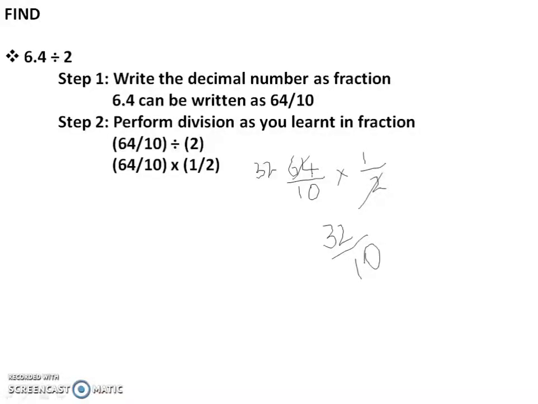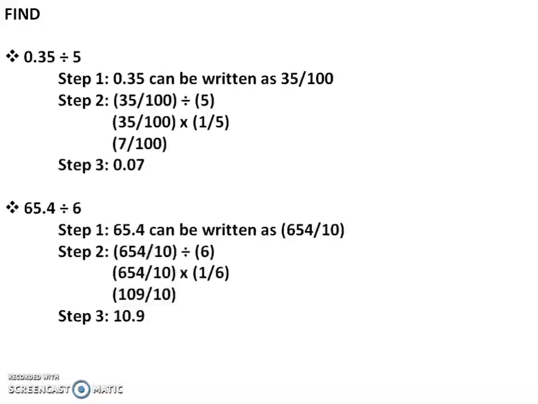So 64 by 10 into 1 by 2, 64 and 2 get cancelled. That is 2 into 32 is 64. So the next step is 32 by 10. I have shown you here how we got 32 by 10. What is 32 by 10? 32 by 10 is 3.2. Understood? We'll see another question. Step 3, final answer is 3.2. Next question.